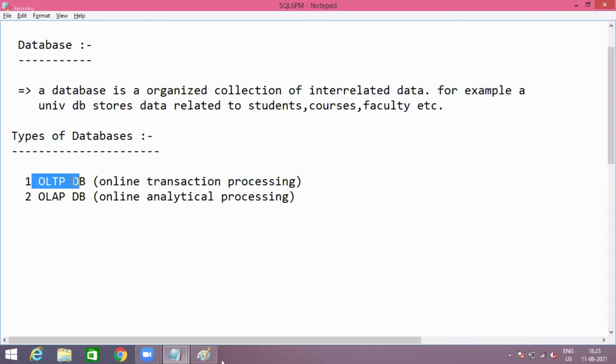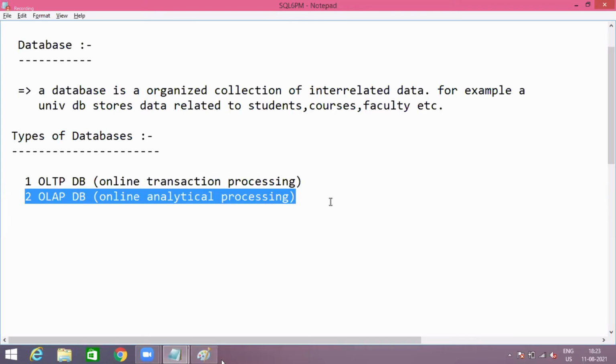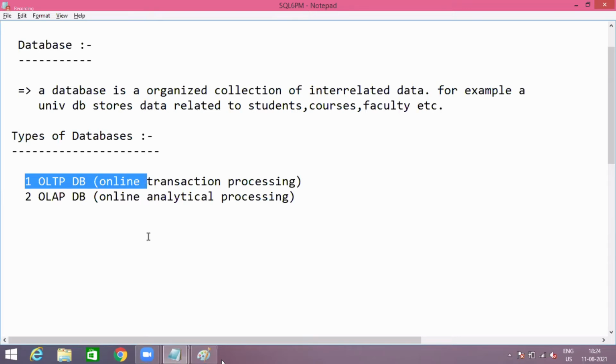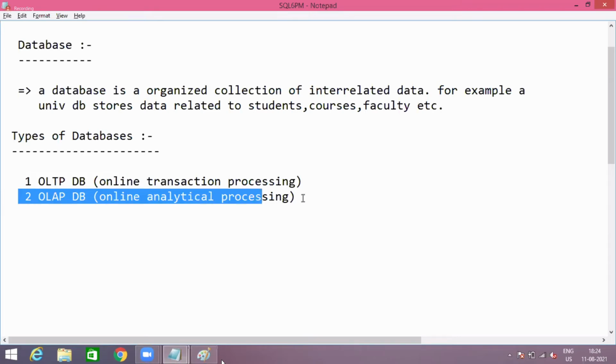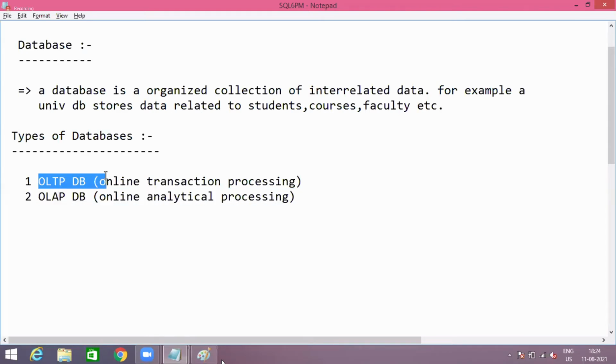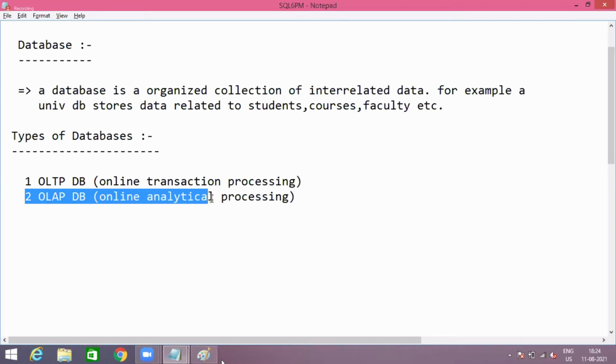OLTP is used for day-to-day transactions, and OLAP is used for analysis. If you want to use a database for day-to-day operations, then use OLTP. If you want to use the database for analysis, use OLAP. So one is for day-to-day transactions, another is for analysis.